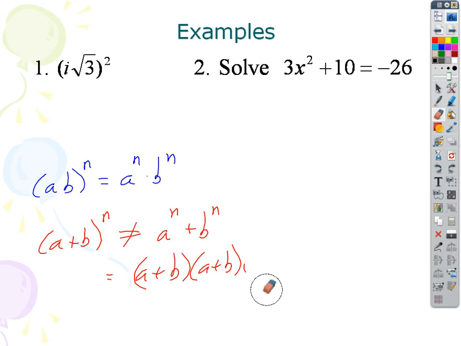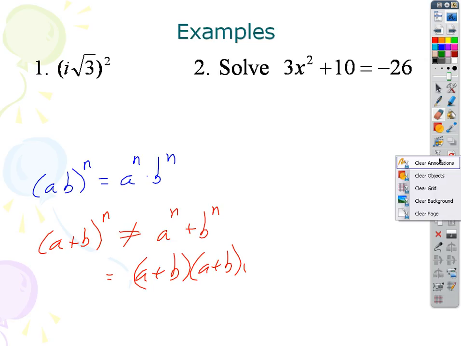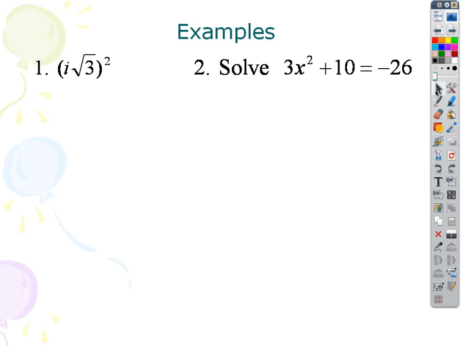So for this first one, if I distribute the square, I'm just going to get i squared times the square root of 3, squared. The square and the square root cancel, so I'm going to get a 3 here. What's i squared equal to? Negative 1. So the result is negative 3.